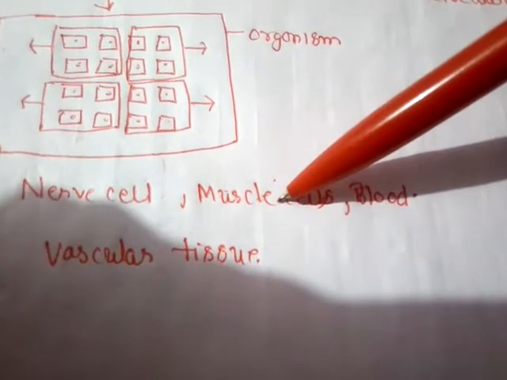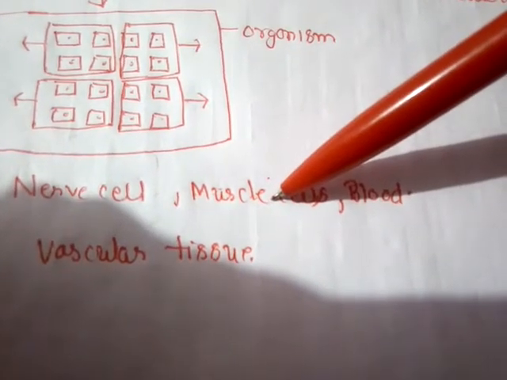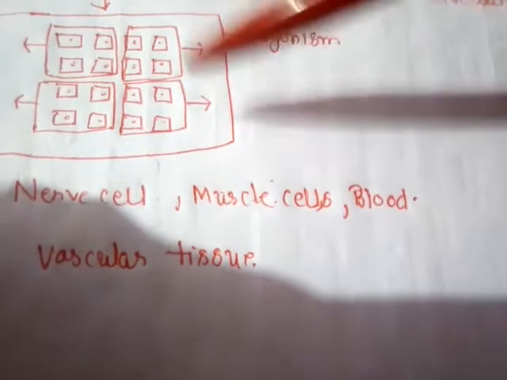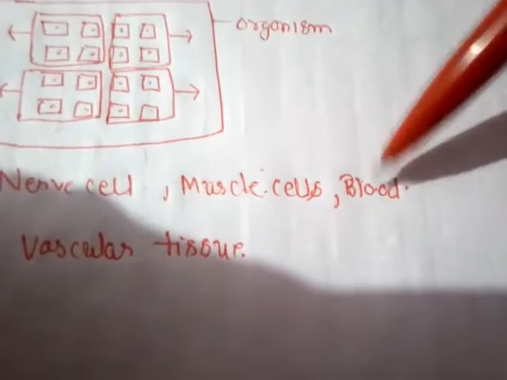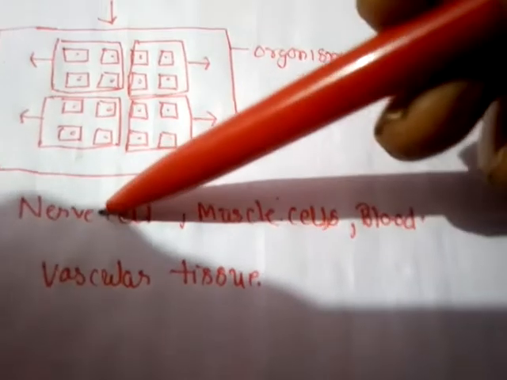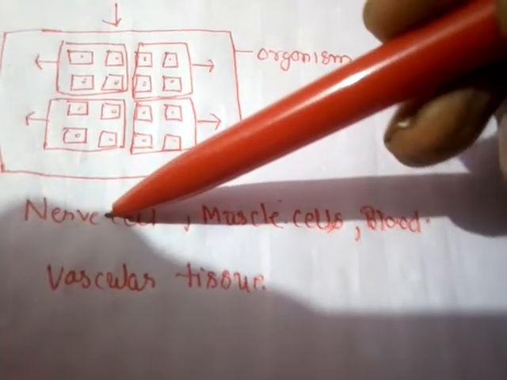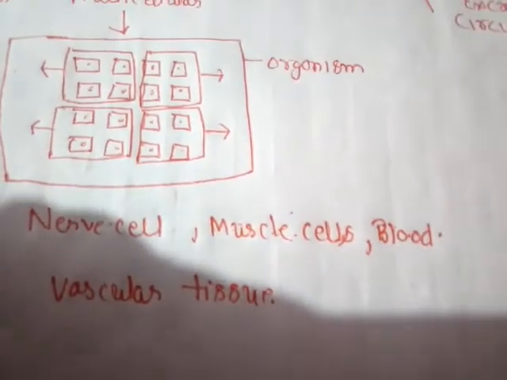The muscle cells are contracting and relaxing and performing the locomotion not only for themselves, but for all the cells of the body. The blood is transporting the food not only for itself but throughout the body. The nerve cells are carrying the impulses not only for themselves but for all the cells of the body.